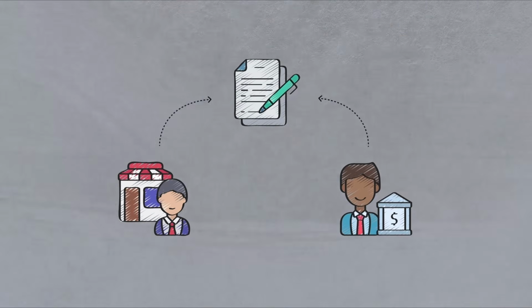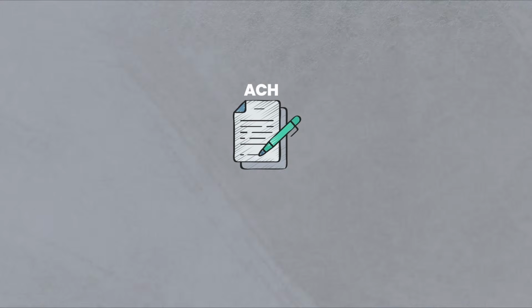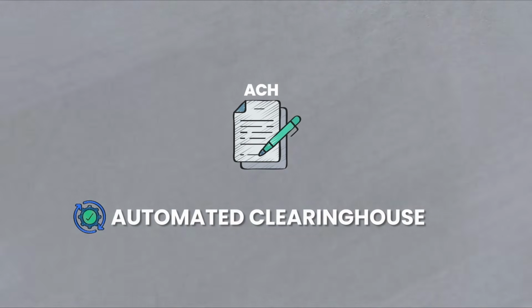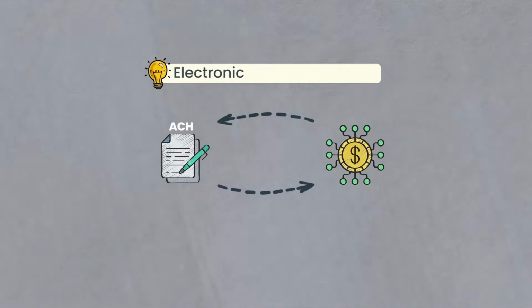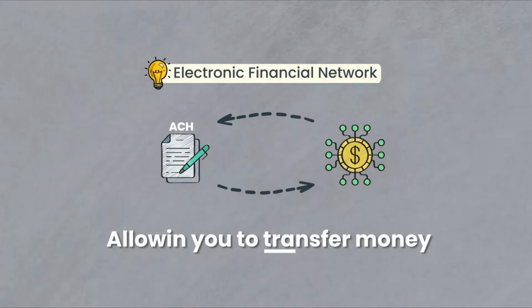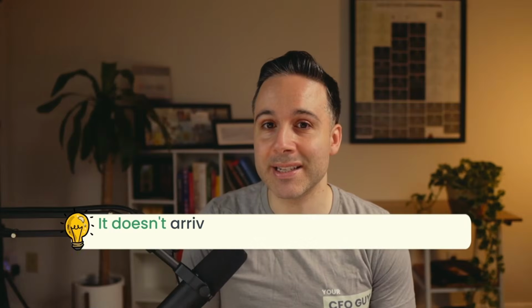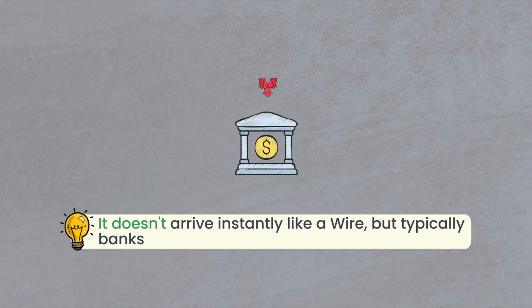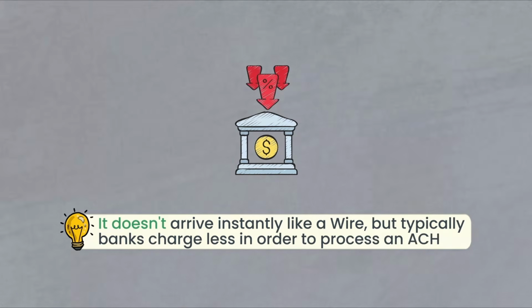Now, aside from processing a wire, you may also process what's known as an ACH if you're in the United States. An ACH stands for Automated Clearinghouse, which is pretty much an electronic financial network allowing you to transfer money. It doesn't arrive instantly like a wire, but typically banks charge less in order to process an ACH.